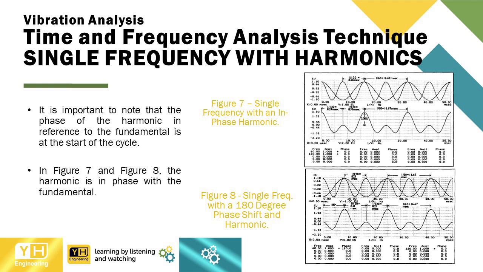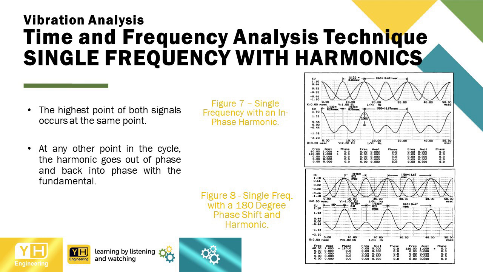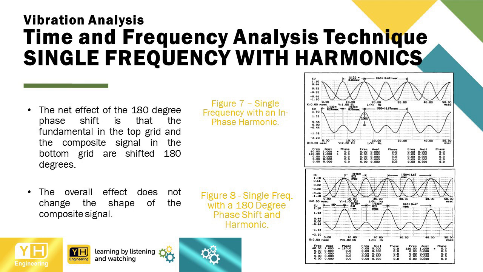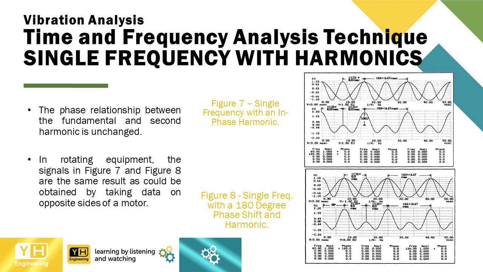It is important to note that the phase of the harmonic in reference to the fundamental is at the start of the cycle. In Figure 7 and Figure 8, the harmonic is in phase with the fundamental. The highest point of both signals occurs at the same point. At any other point in the cycle, the harmonic goes out of phase and back into phase with the fundamental. The net effect of the 180-degree phase shift is that the fundamental in the top grid and the composite signal in the bottom grid are shifted 180 degrees. The overall effect does not change the shape of the composite signal. The phase relationship between the fundamental and second harmonic is unchanged.